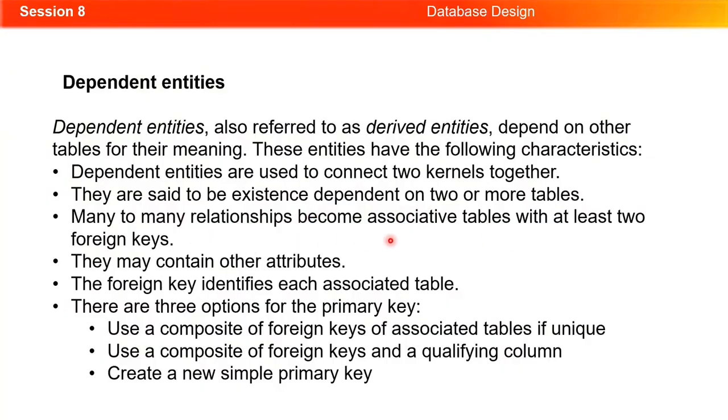Many-to-many relationships become associative tables with at least two foreign keys. They may contain other attributes. The foreign key identifies each associated table. And there are three options for the primary key. Again, a composite of foreign keys of associated tables, if unique, and right there that's telling you that there is a dependency or a link to another table.